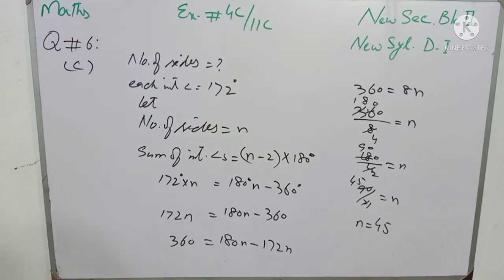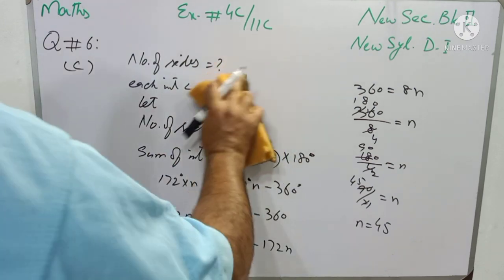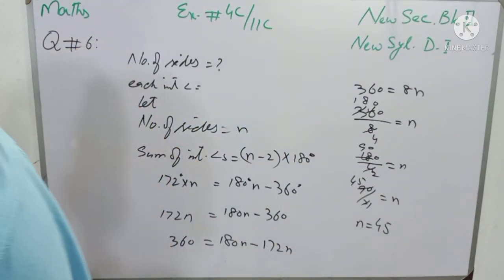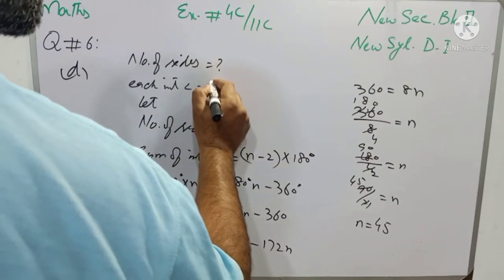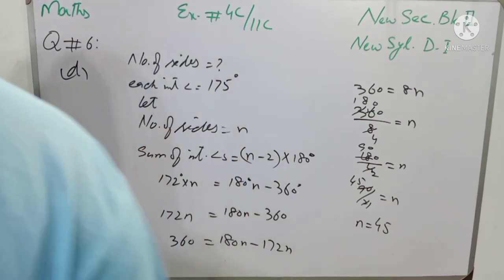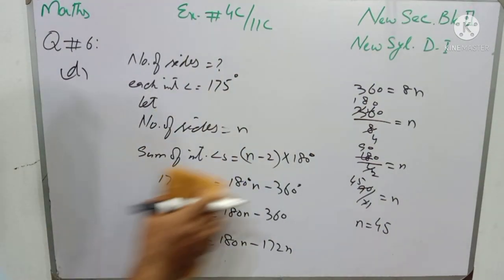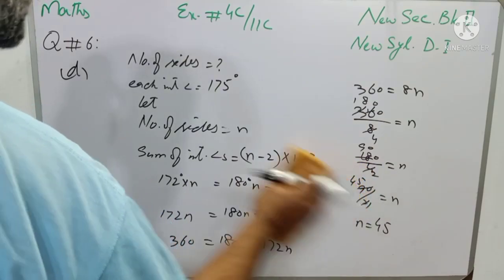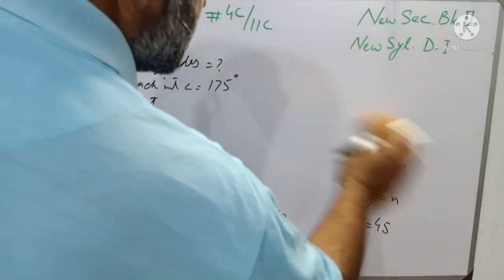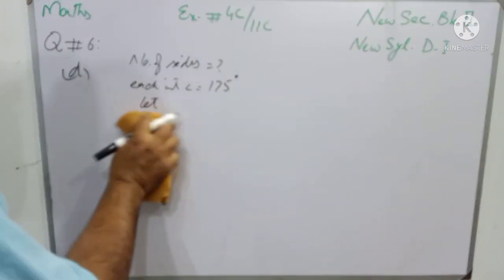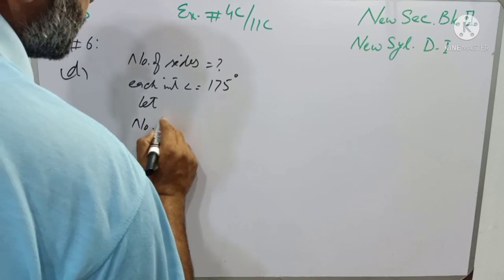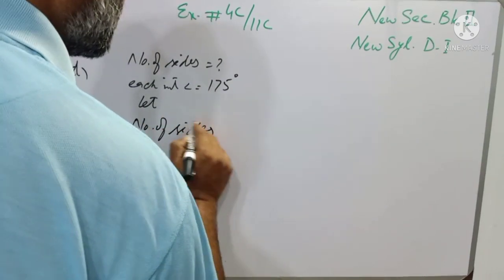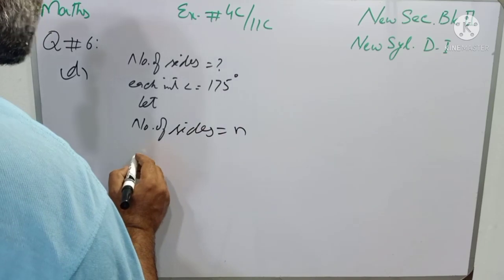Now I am going to solve D part, and in D part each interior angle is 175 degrees. So in D part we have to find the number of sides when each interior angle is 175 degrees, and the same process will be applied here students. Let the number of sides be equal to n, and the same formula is applied.